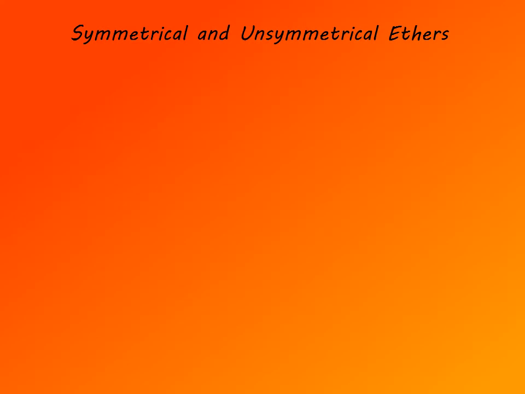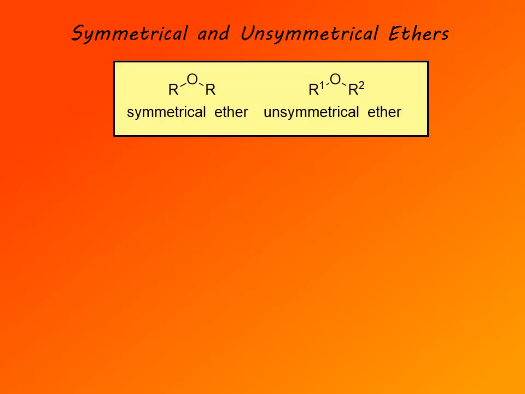Ethers are another class of compounds that can be considered to be derivatives of water. In an ether, both hydrogen atoms of water have been replaced by alkyl groups. Now, when it comes to classification, in the case of ethers, we don't use the terms primary, secondary, tertiary. Instead, we classify ethers as symmetrical when the two alkyl groups are identical, and unsymmetrical if they are different. So ethers are simply classified as symmetrical and unsymmetrical.